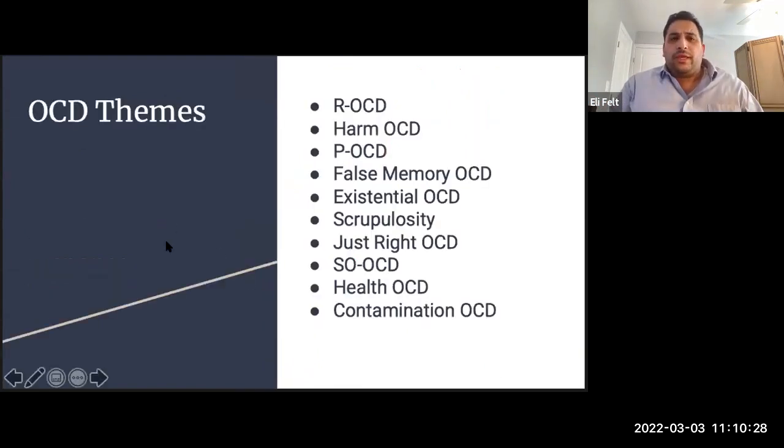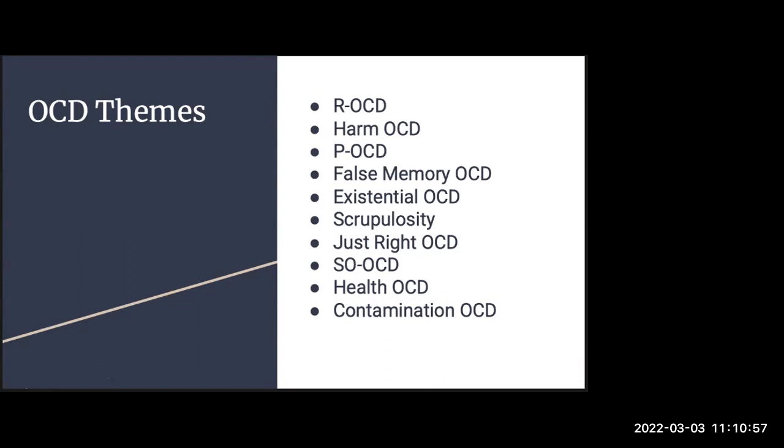I want to talk about some themes. I'm not sure if everyone's familiar with these themes. If you have any questions about any of them, please just ask me. I'll explain a little bit about them. But you have relationship OCD, harm OCD, pedophile OCD, false memory OCD, existential, scrupulosity, just right. Sexual orientation OCD used to be called HOCD, but they've moved to sexual orientation OCD, health OCD, which we're seeing a big uptick in with COVID, and contamination OCD. Any questions on any of these, or should we just move past it?